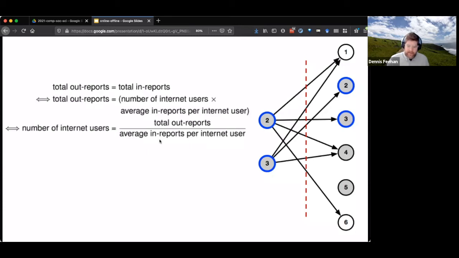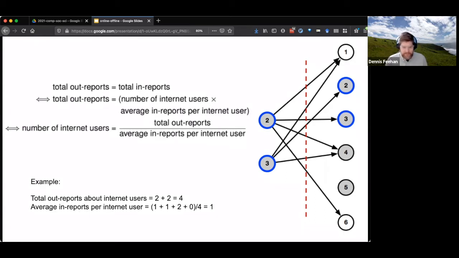This quantity in the denominator, I'm going to sometimes call the visibility, because one way to think about it is that it's how visible internet users are. It's how many times they would be reported in a census of the frame population.